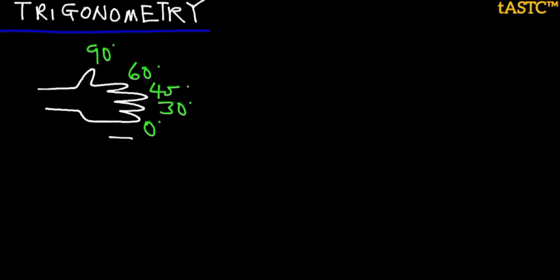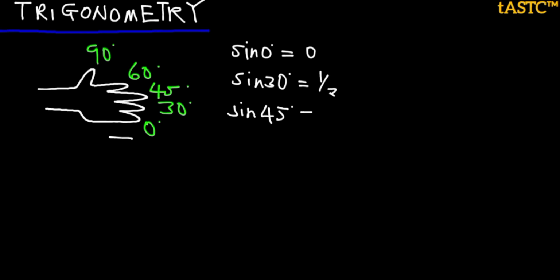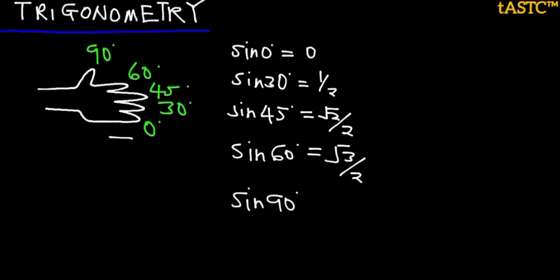Write it out now. So this is sine 0. I'm going to start from 0. That is equal to 0. And we have sine 30 degrees. That is equal to a half. We got sine 45 degrees. That is equal to root 2 divided by 2. And we got sine 60 degrees. That is root 3 divided by 2. And here is sine 90 degrees, and that is 1.